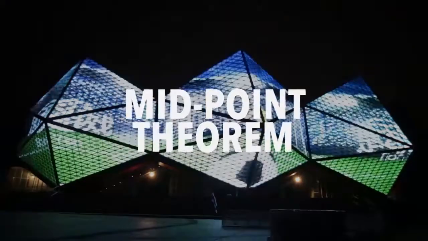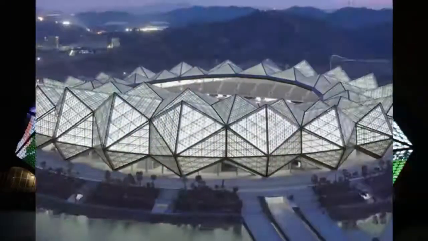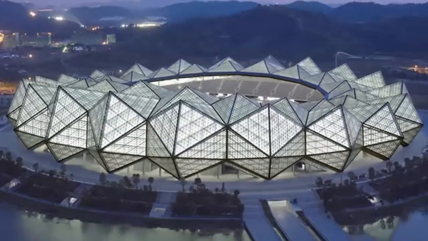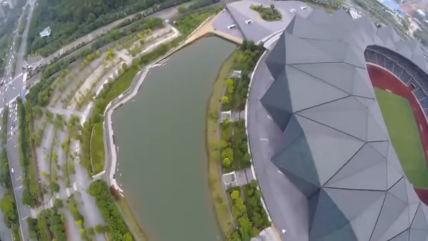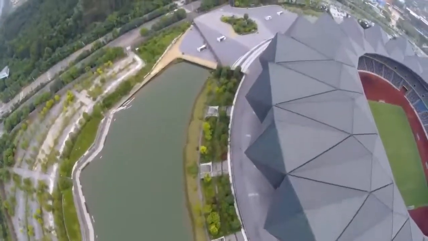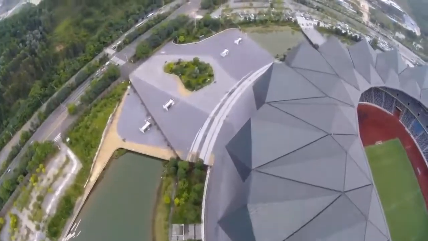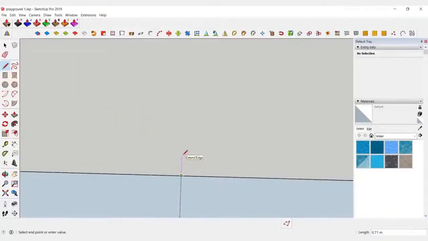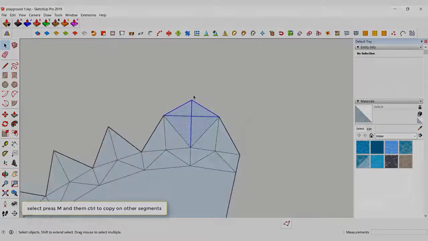In this Genius video, you will learn how architects and designers used the midpoint theorem to design this stunning piece of architecture in China, the Shenzhen Universiade Sports Center. If you look carefully, every facet of the exterior of this exclusive sports center is triangular. So to provide it with the best possible support, architects used the midpoint theorem.